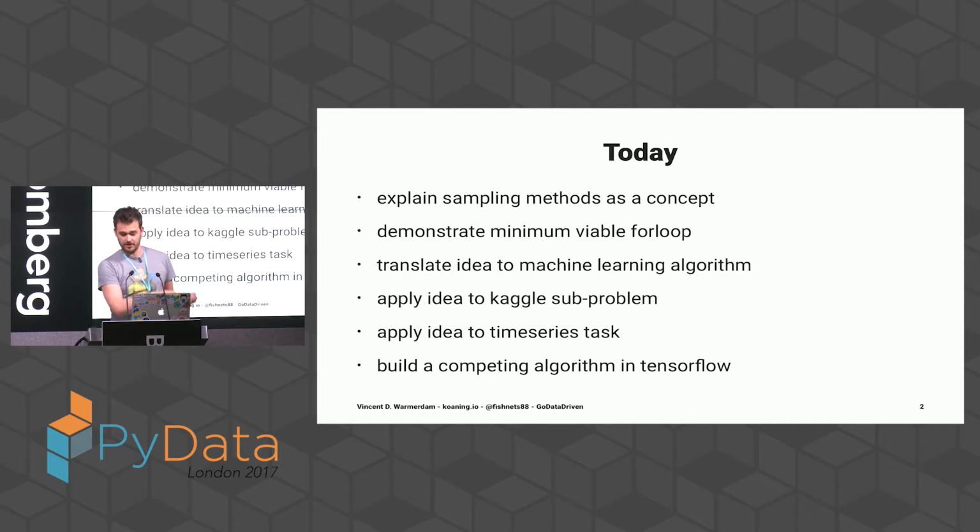Once we've understood the concept, I'm going to show you how to build it in a simple Python for loop. I'm then going to get into the depth and explain that this concept is also useful for machine learning. We're going to apply the concept to a Kaggle problem, and to a time series task. And then I'm going to compare the performance of this sampling approach to something we build up in TensorFlow.